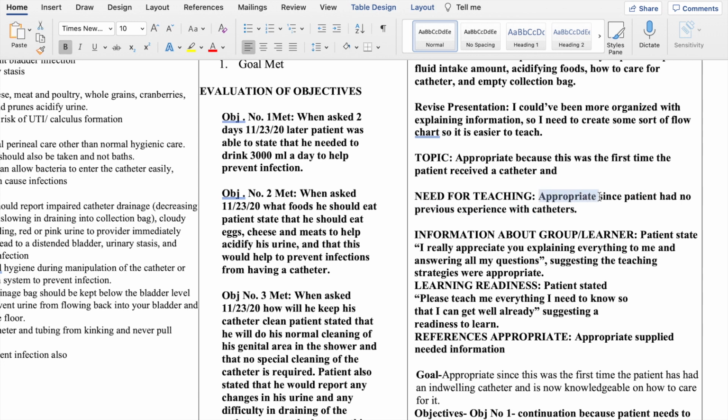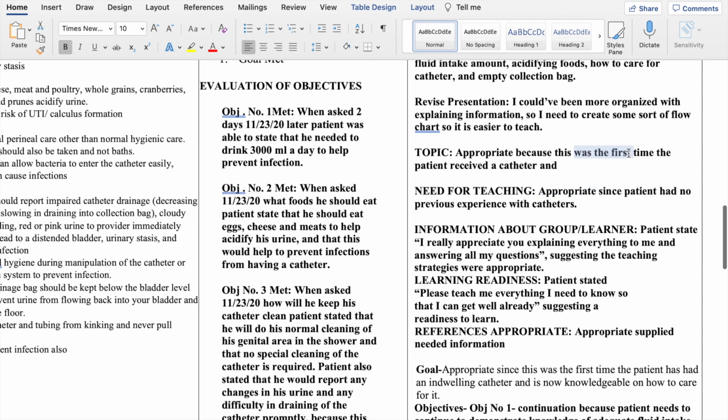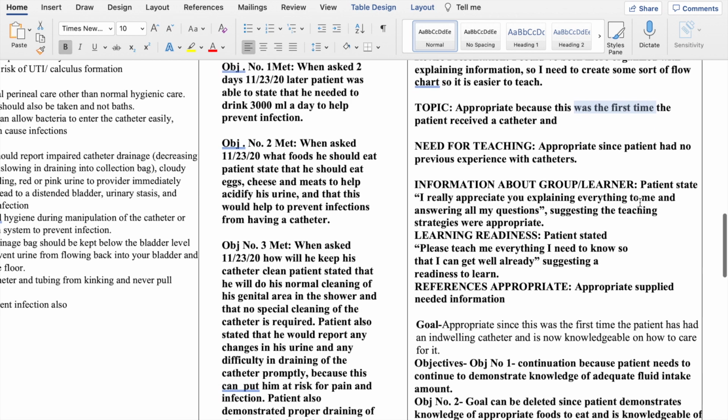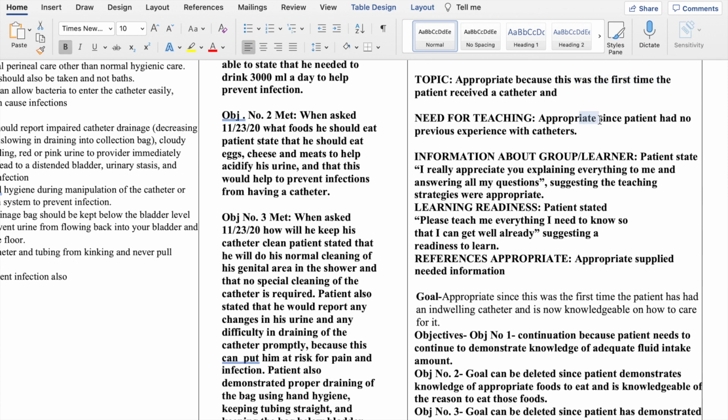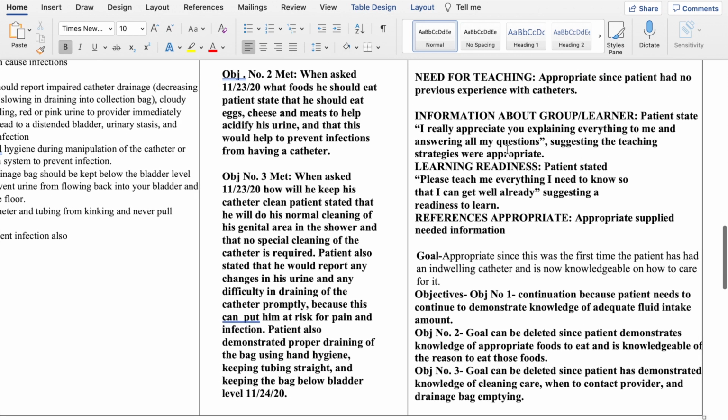Appropriate since patient had no previous experience with catheters. It's the same as like this was the first time the patient received a catheter. But you put whether it was appropriate or not. And it says information about group and learner. Basically, you put what the patient stated after everything or during the teaching.